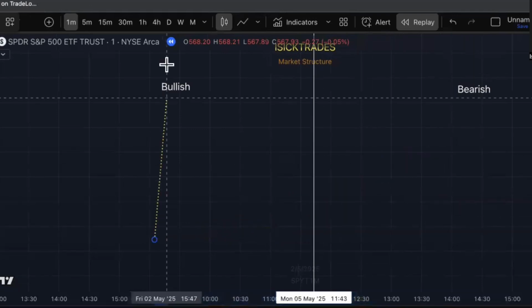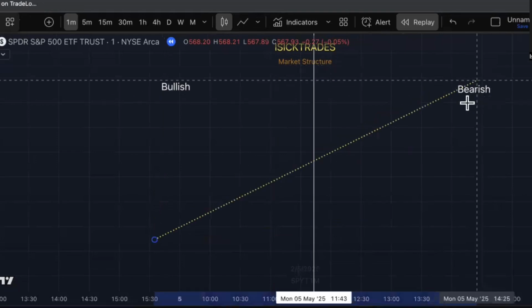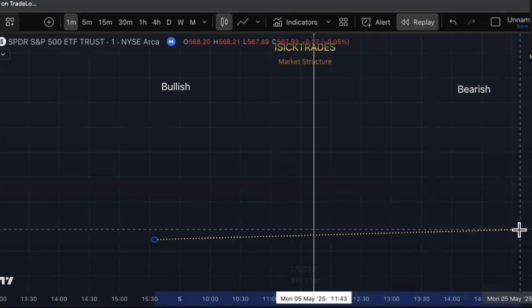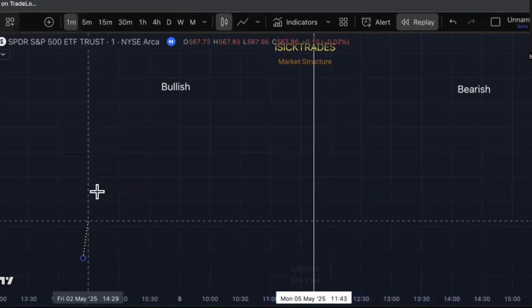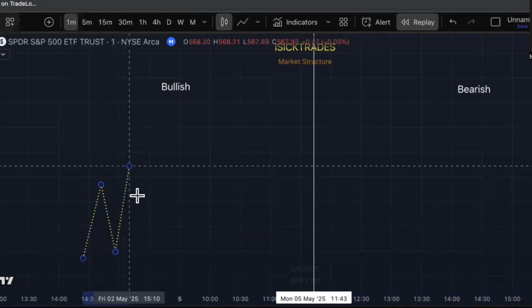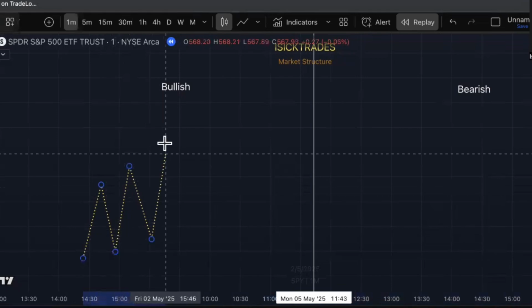Now, we have two types of market structure. We have the bullish market structure, and we also have the bearish market structure. Isaac, what's the difference between bearish and bullish? Glad you asked. So, in a bullish market structure, you will have a series of higher lows and higher highs. It looks like a snake pattern, is the way I like to describe it.